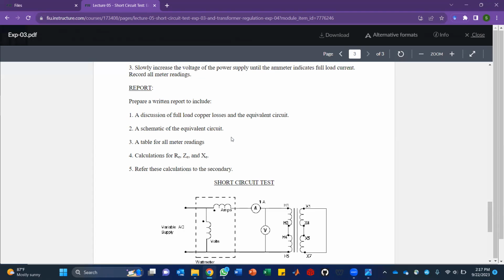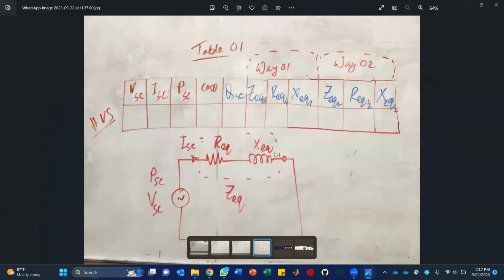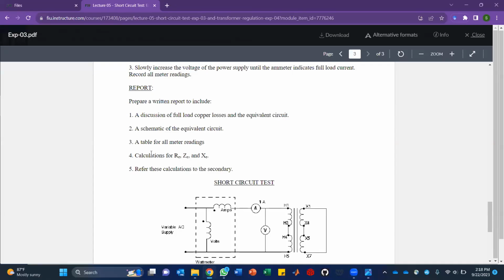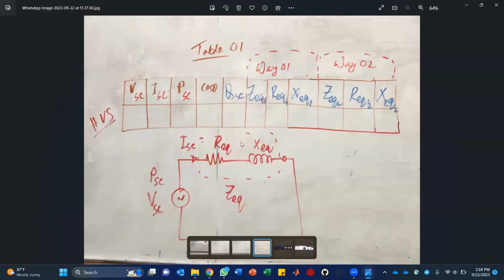The schematic of the equivalent circuit. I'd like you to actually draw the schematic of the equivalent circuit that I showed you. I'm definitely talking about this one, this circuit. And a table of all meter readings. The table will look like this one.